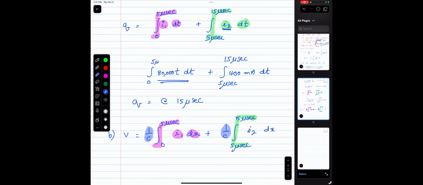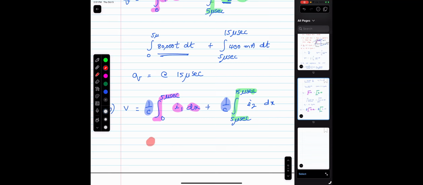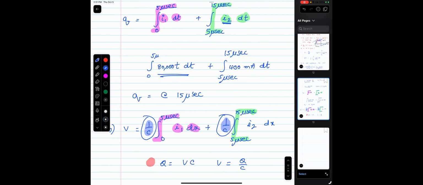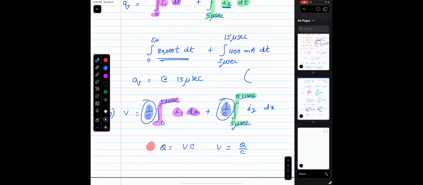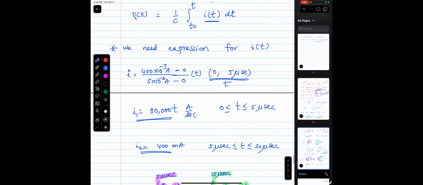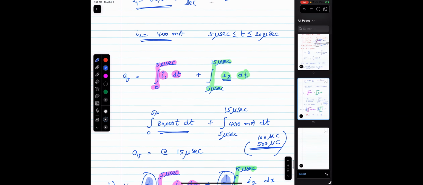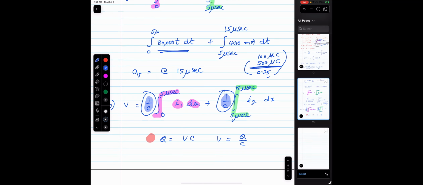You can verify that once you do Q equals VC, you should see that V equals Q over C, and not surprisingly, you have a 1 over C term plus the exact same thing that represents your Q. So let's say you got a value of, I'm just picking randomly, 500 microcoulombs or 100 microcoulombs, whatever number you get here, and you divide that by the value of the capacitance, which is given to be 0.25 microfarad, that division should give you your voltage.